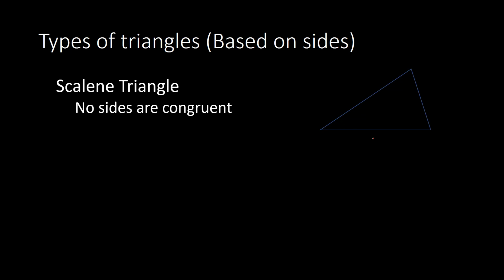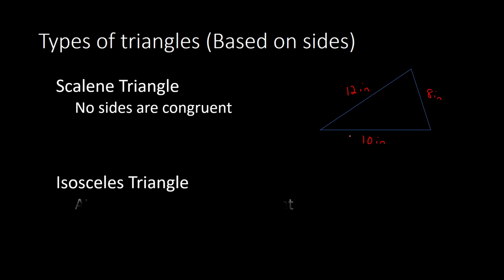So something along these lines, where maybe this left side is 12 inches, the bottom maybe is 10 inches, and then the right side is maybe 8 inches. Every side length is different, so that would be considered scalene.